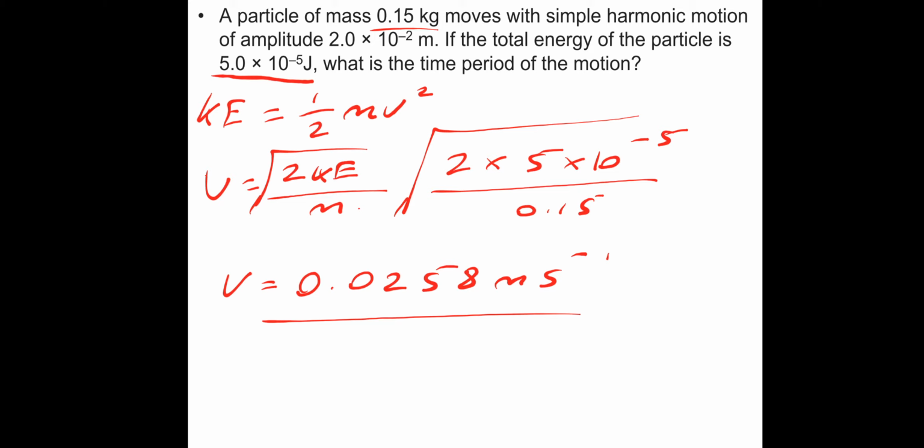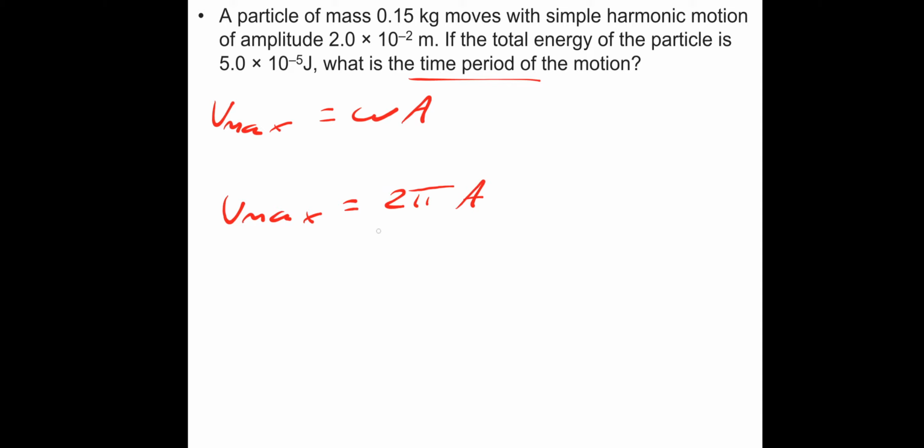I'm going to clear the screen and move on. So we know that the Vmax equation is omega A. And we need the time period. So I'm going to do Vmax is equal to 2 pi over T times A. So it's 2 pi times the amplitude divided by the time period. So the time period, nearly done here, is equal to 2 pi A divided by Vmax. So let's put some numbers in.